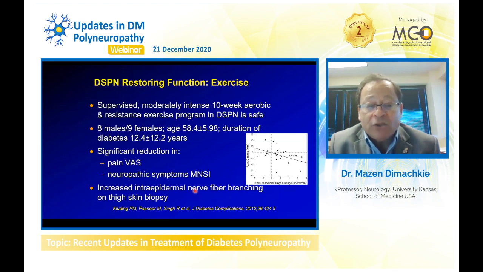Now, from a restoring the function standpoint, this is a study that we did here at the KU, a pilot study showing that resistance and aerobic exercise for a period of 10 weeks improves pain and improves neuropathic symptoms, and it increases the branching of nerve twigs when you do a skin biopsy on the upper thigh area. And there's a correlation between that and the change in pain score.